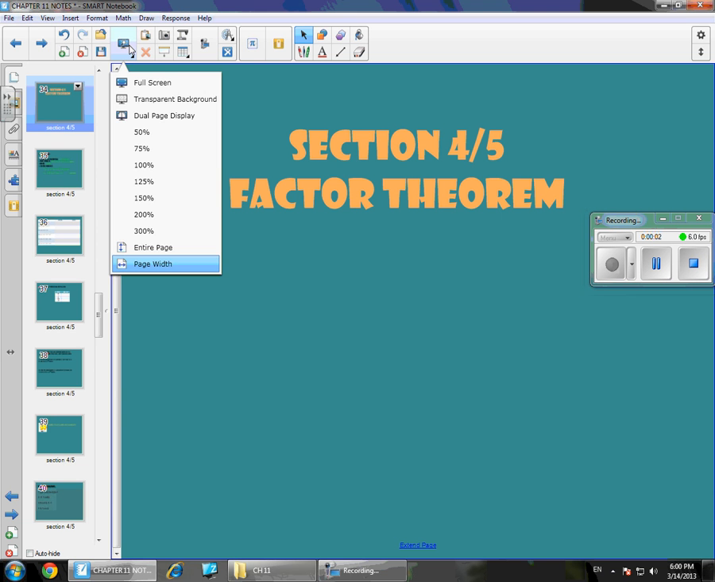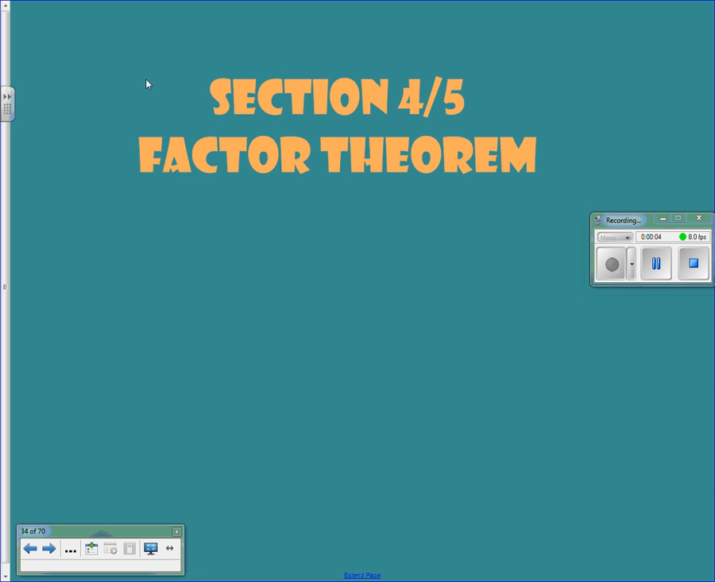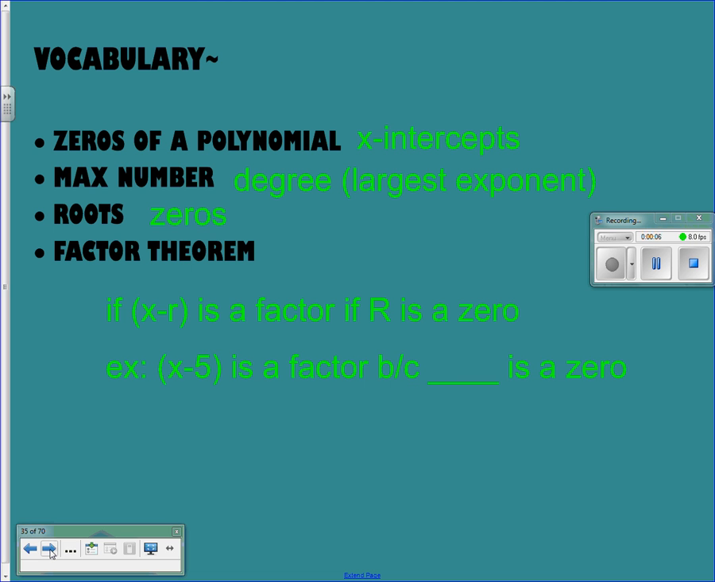Chapter 11, section 4 and 5 is on the factor theorem. And so basically we have to talk about some vocabulary. What we're going to be doing today is using the factoring that we've been doing to find the zeros of a polynomial. And the zeros basically are just the x-intercepts.